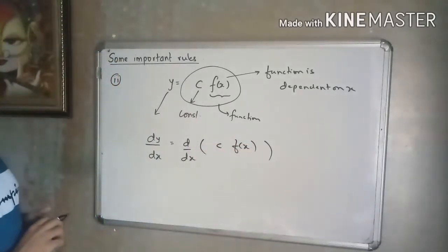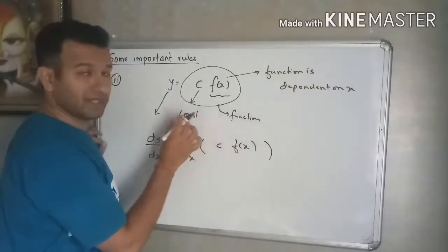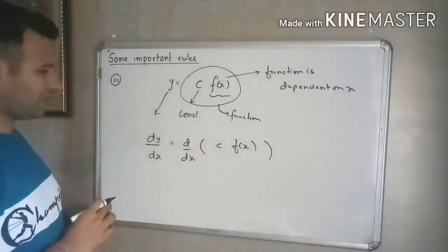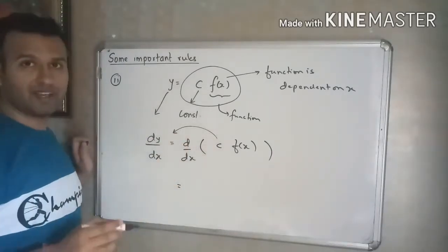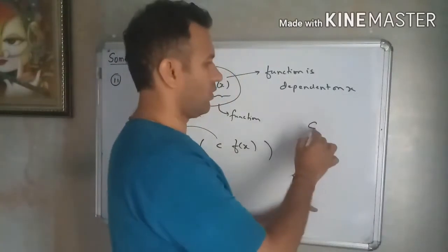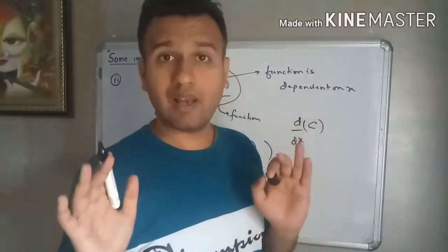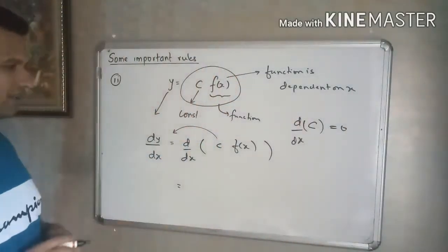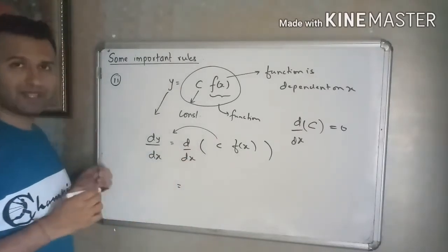So in this case you can see that a constant is multiplied to a function, right? In this case the constant is taken out of the derivative. It is not 0. Only when the constant is all alone, then only its derivative is 0, right? So memorize this and then memorize this formula, right? So I'll just tell you one thing.